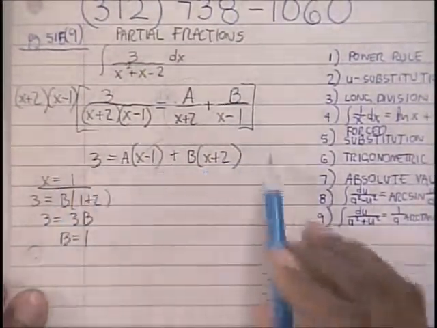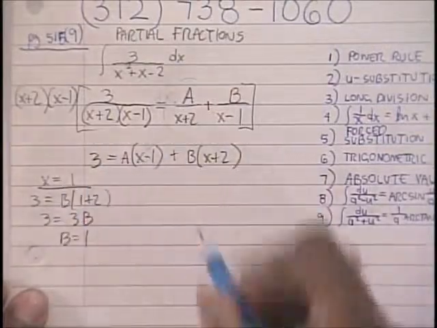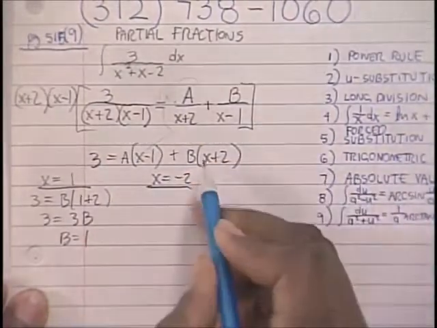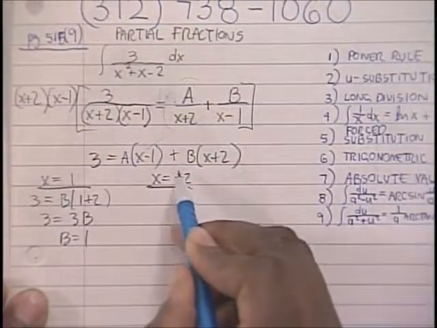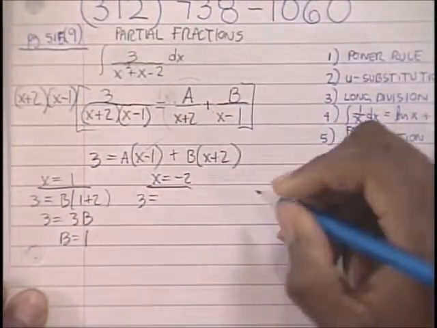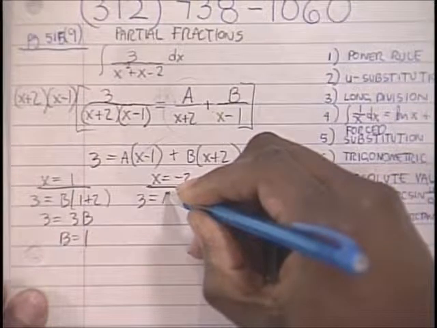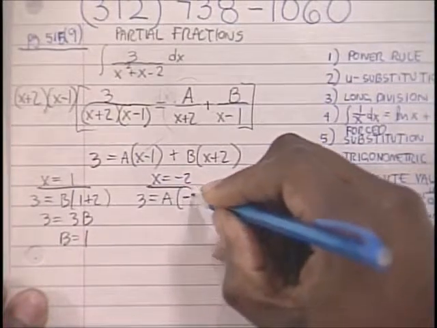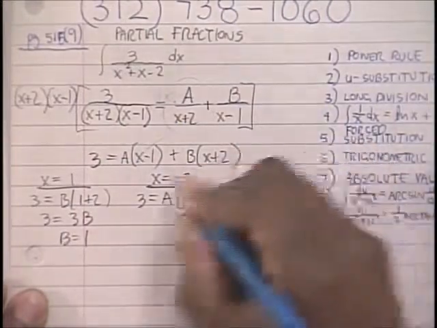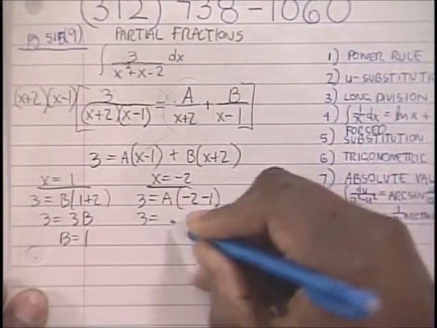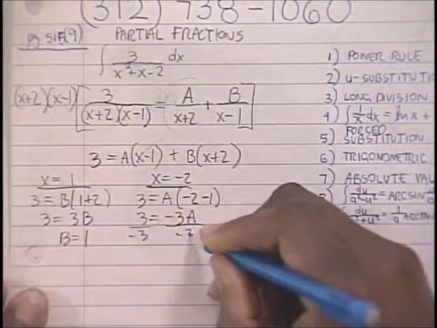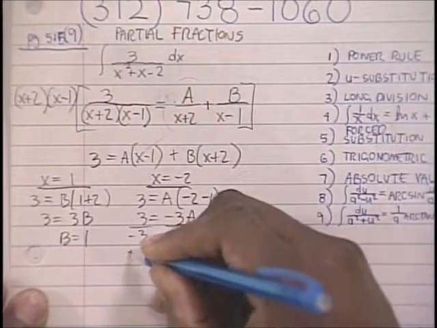So now we're going to do the same thing, but let's substitute in something different. Let's substitute in x is equal to negative 2. Hopefully you see why I substitute in negative 2, because that will get rid of that B. All right, so now we have 3 is equal to A times negative 2 minus 1. And if you substitute in negative 2 here, the B goes away, and you get 3 is equal to negative 3A. You divide by negative 3, and you get A is negative 1.